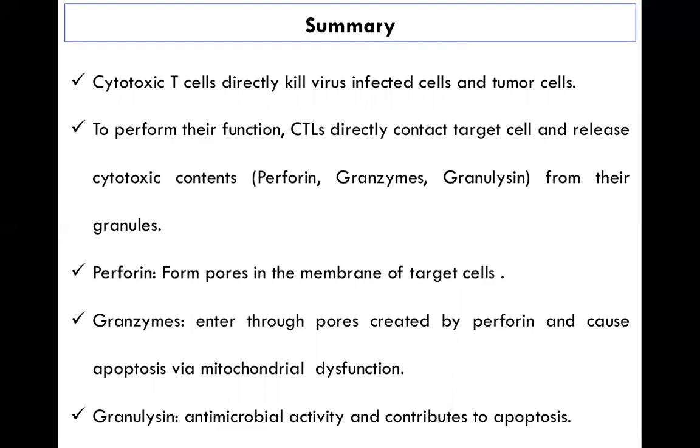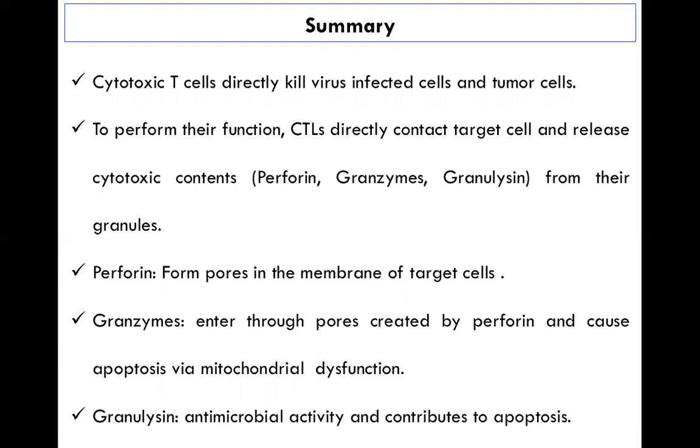And we also studied what these contents actually do. Perforins form pores in the membrane of the target cells. What does the granzyme do? It enters through those pores created by the perforin and causes apoptosis via mitochondrial dysfunction. And lastly, granulysin induces antimicrobial activity and contributes toward apoptosis. So we have learned how the cytotoxic T cell performs its function. This is the whole story.